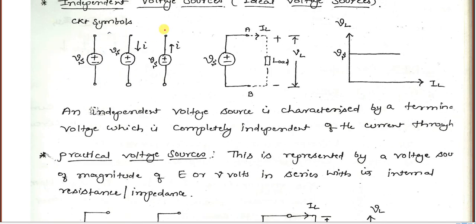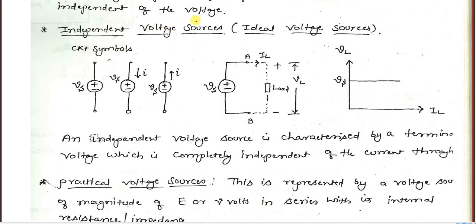So let us consider independent voltage sources. The independent voltage source is also called an ideal voltage source. The symbol for that is a circle with plus and minus. Plus is the positive terminal, this is the negative terminal. Sometimes they may also give the current direction outside, not inside this, and sometimes they also give plus minus. If the current is going upwards, they will give it like this.